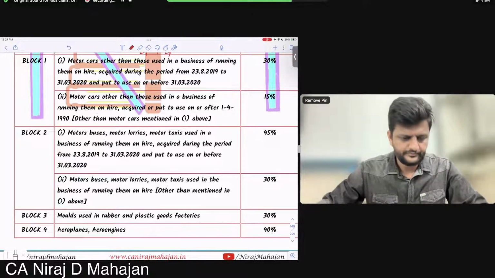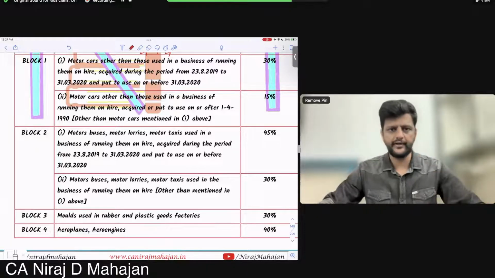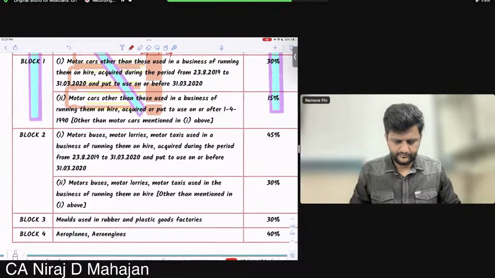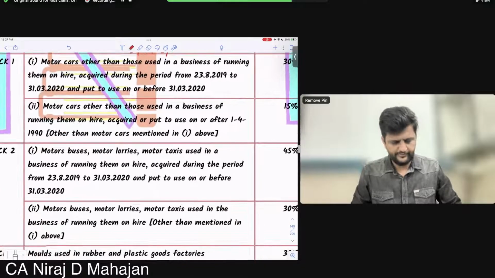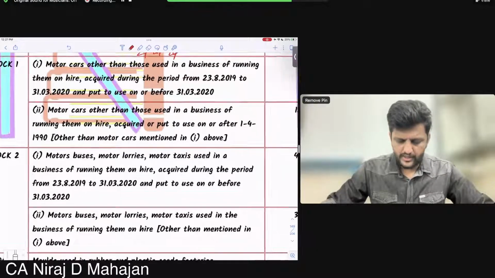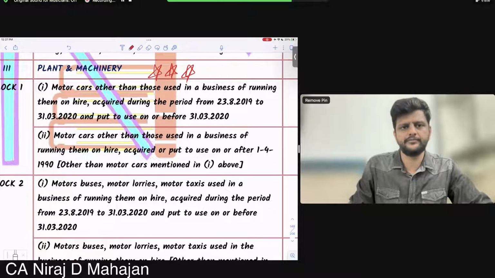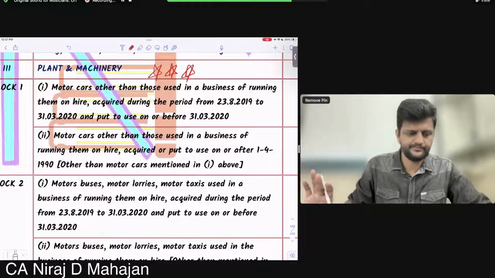Block 1. Under block 1 again you have some more categories. First of all, motor cars. Block 1 is about motor cars. Motor cars other than those used in the business of running them on hire. Motor car, you understand? Simple.